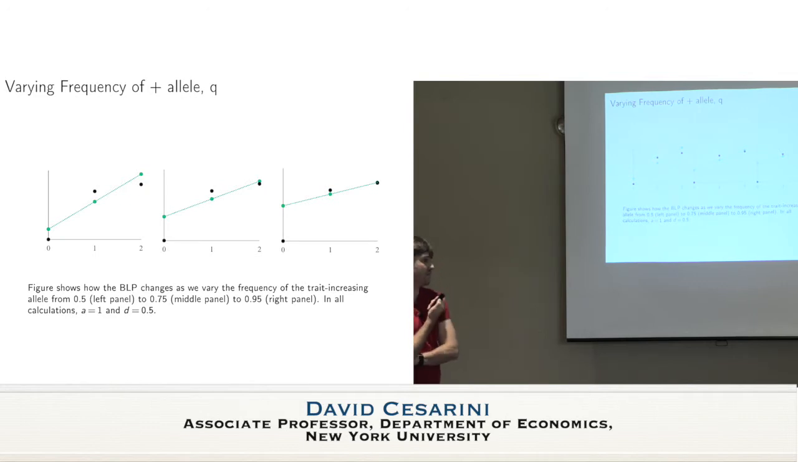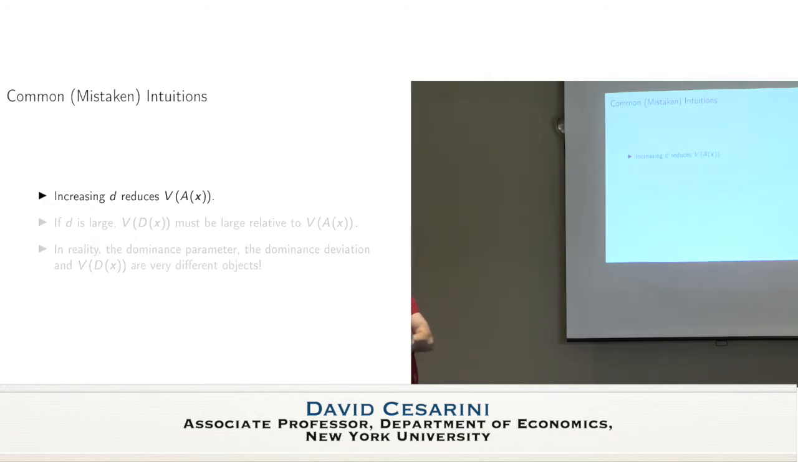So the dominance deviations are the difference between the genotype value, like the actual expected phenotype for somebody with each allele count, and the predicted one, right? So here the dominance deviation would be this difference, and here it would be equal to this difference. Okay, and so hopefully those graphs help a little bit, to clarify what I think are some common mistaken intuitions. One is that increasing d necessarily reduces the variance explained by additive genetic effects.